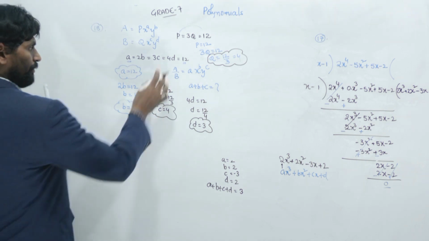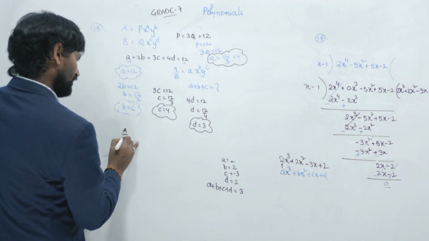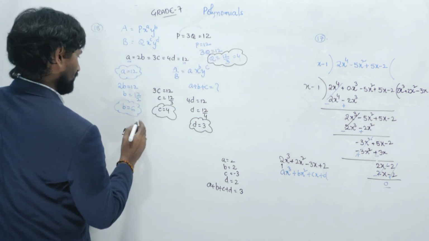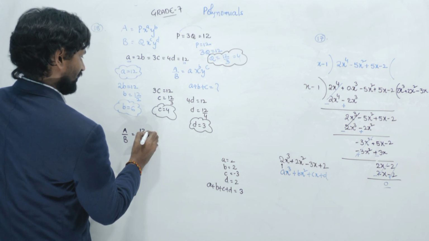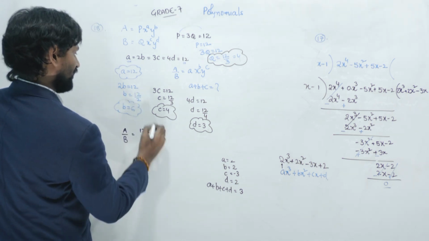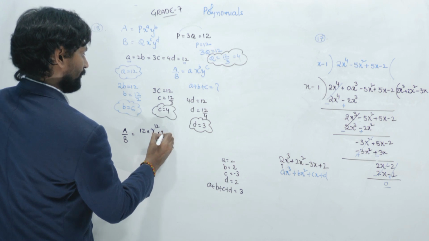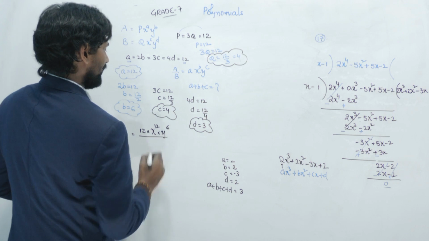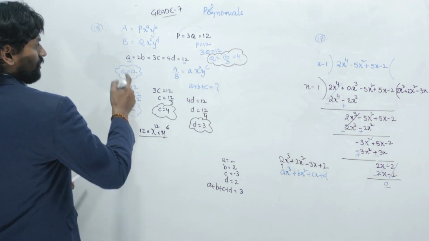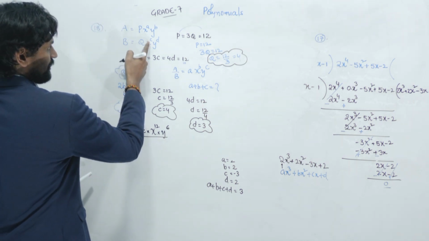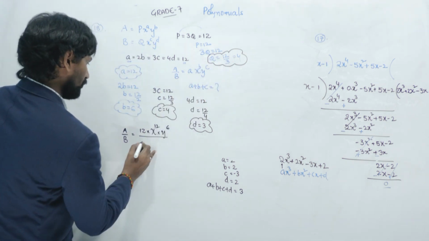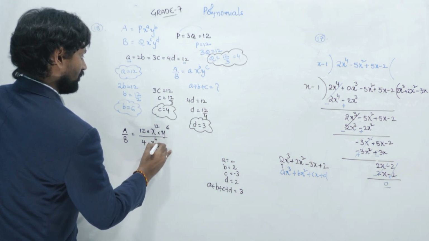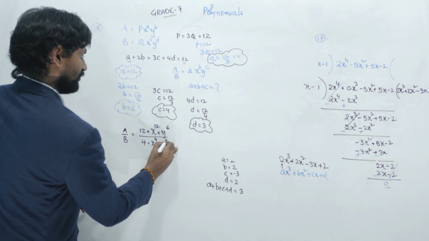Now we need to find A by B value. Now A by B. A value is P, P means 12, 12 into x to the power of a, a value 12, into y power b, b value is 6, divided by B value. B means Q x power c y power d. Q value we got 4. 4 x power c value 4 and y power d value is 3.